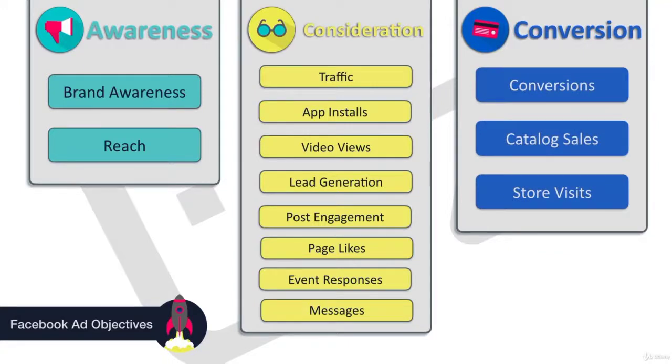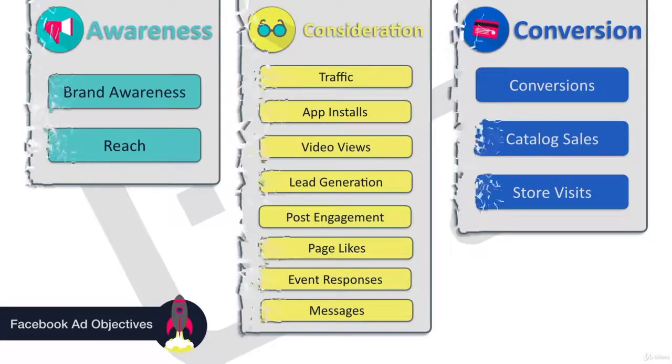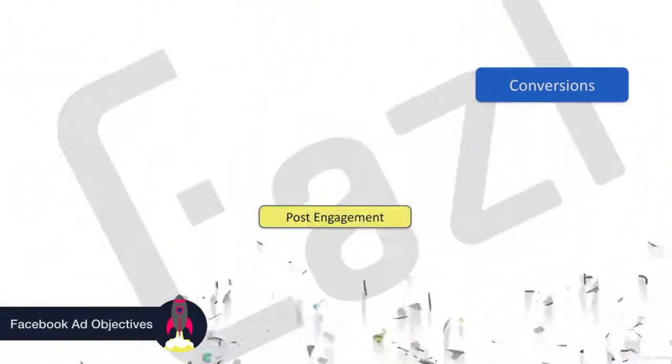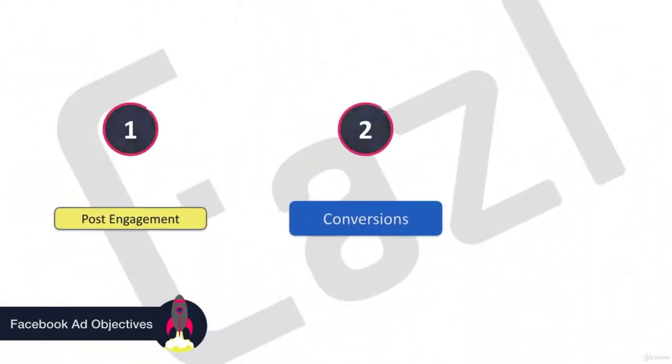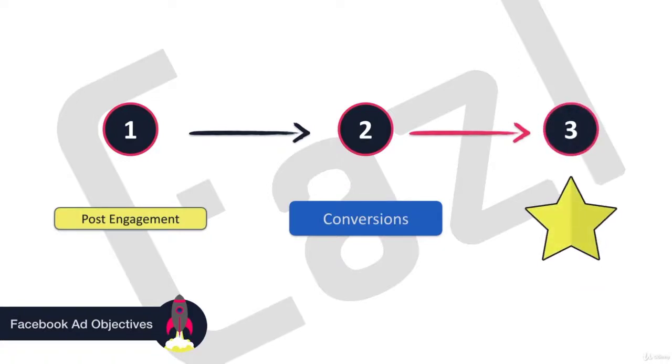In practice, most successful advertising projects will combine multiple objectives at different steps. For example, you might use an engagement ad, build a custom audience based on who engaged with your ad, and then promote a conversion ad to that audience that engaged with your first ad.